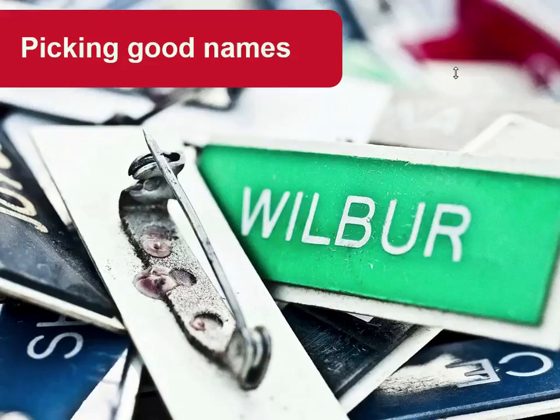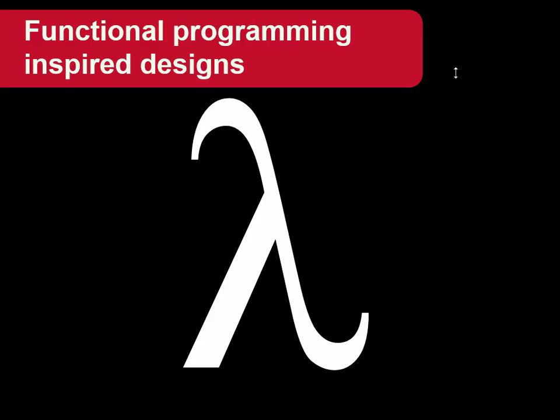Another thing that we like to explore at Coderetreat is picking good names. It's really hard to write code that is expressive, that tells the reader what it does. And the key to that is picking really good names for all of the pieces of your code, all of the classes inside of it. And Coderetreat's a great place to do that as well.